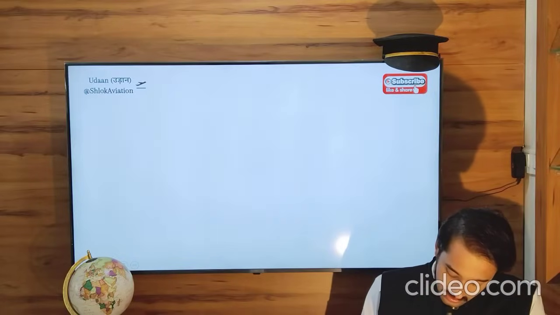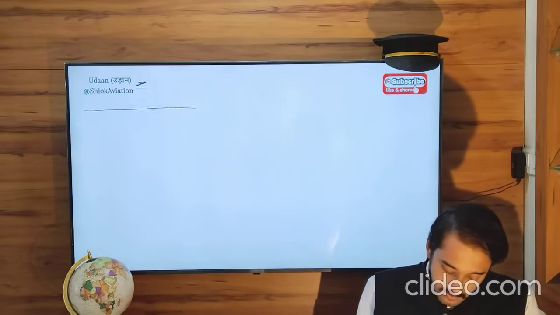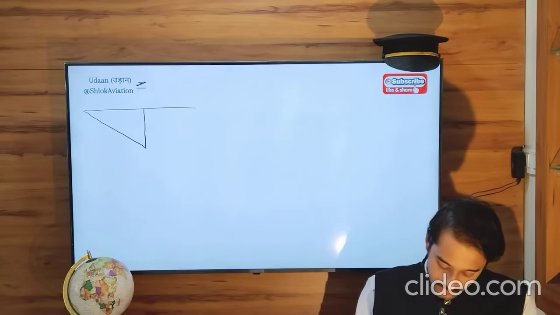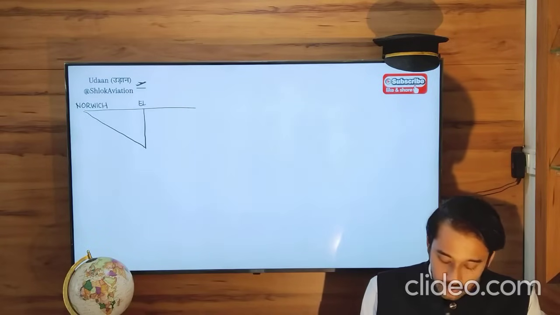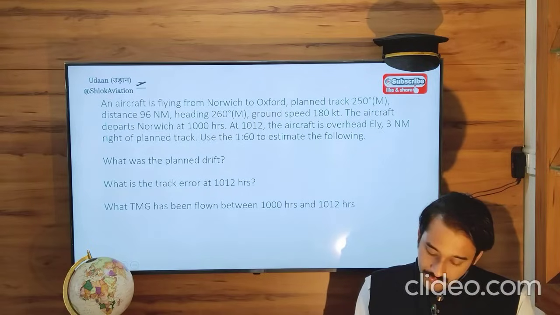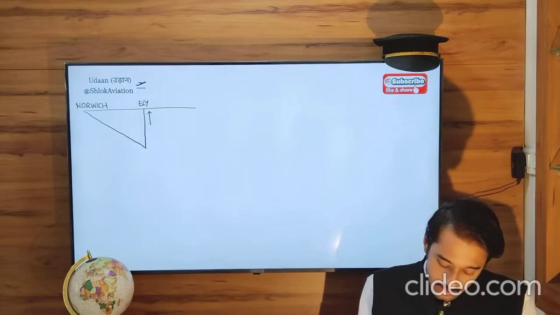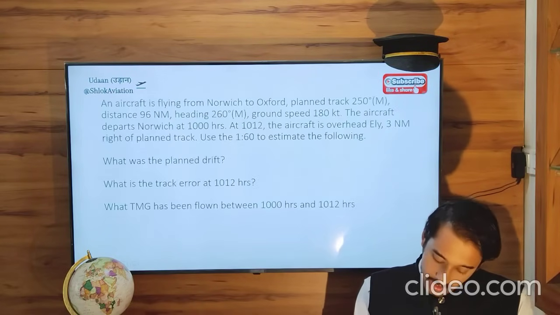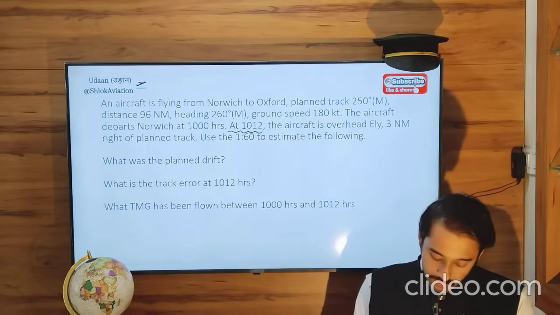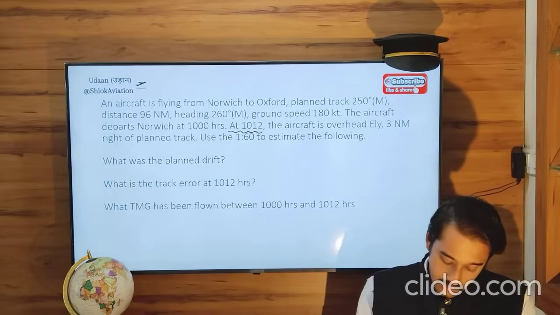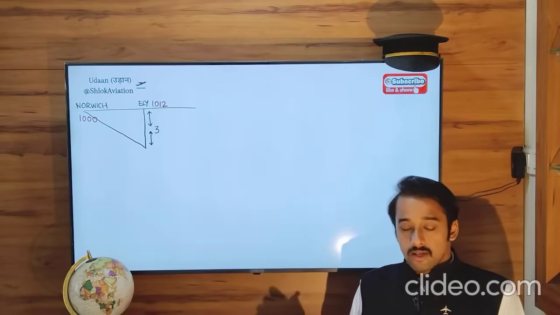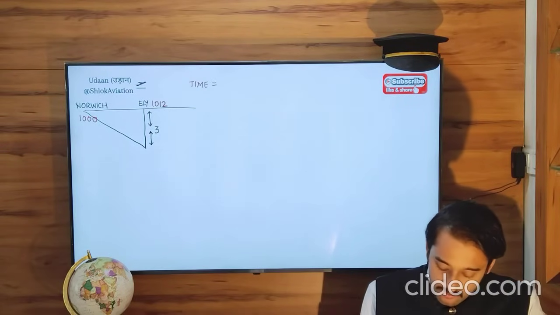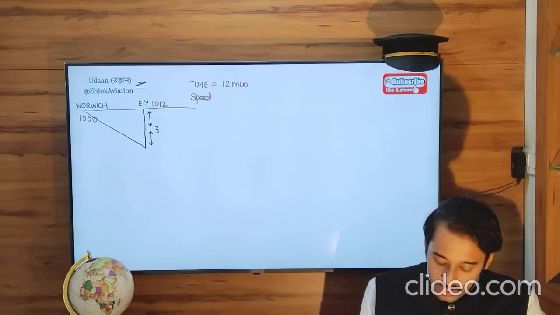Okay, same thing. So let's draw the triangle. Your departure is Norwich. This is where you have found yourself to the right of the track, 3 nautical miles to the right hand side, at 10:12. So you depart Norwich at 10 o'clock, and at 10:12 you are 3 nautical miles to the right hand side. So the time of travel is 12 minutes.